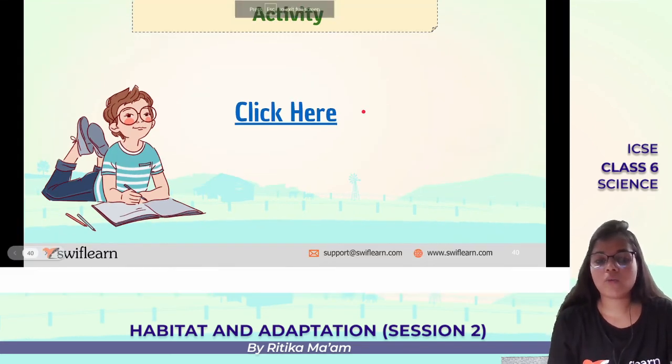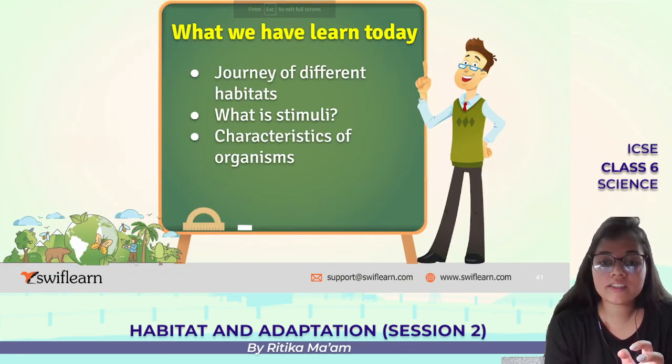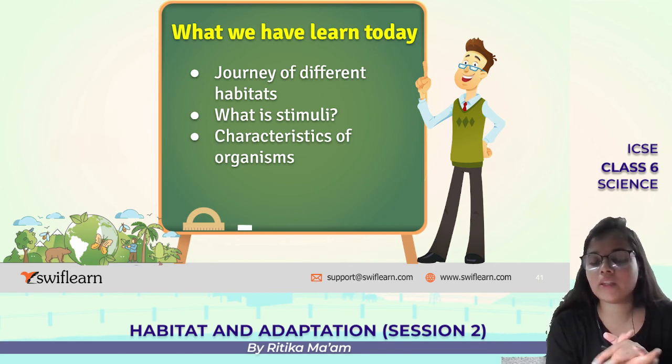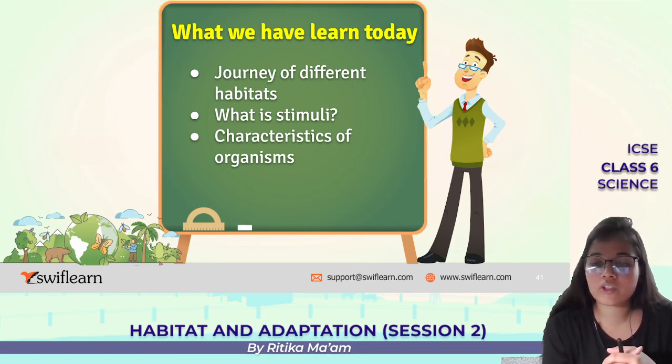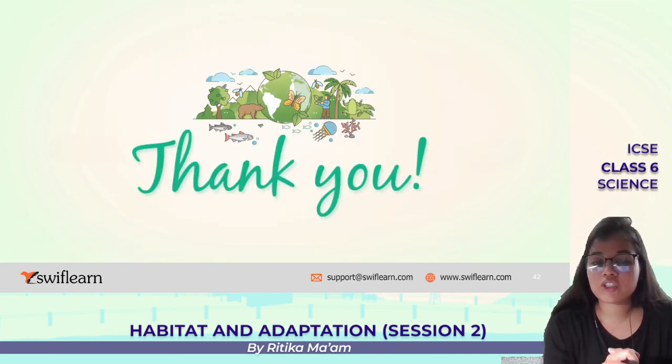All right, so what are the things we have covered today? We learned about different habitats, and we learned about the characteristics of organisms. We covered terrestrial habitats and aquatic habitats. We learned about the animals and the plants, and how they adapt themselves according to their habitat. So I hope you have understood everything in today's lesson.